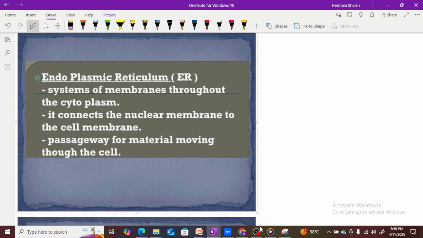Now let's move towards another organelle, that is the endoplasmic reticulum. It is a system of membranes throughout the cytoplasm. All over the cytoplasm the membranes are present. It connects the nuclear membrane to the cell membrane. From the nuclear membrane to the cell membrane this structure is present, and it is a passageway for material moving throughout the cell. It helps out in the material moving.